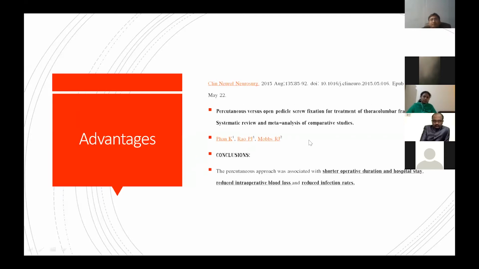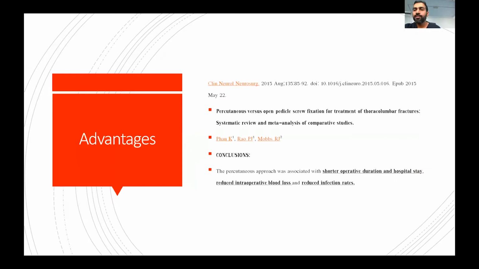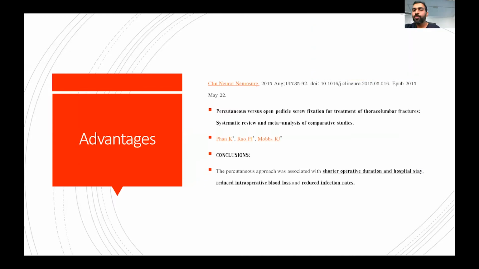The advantages of this were told by a paper which was published in Clinical Journal of Neurosurgery in 2015. And the results of this meta-analysis was that percutaneous approach was associated with a shorter operative duration and hospital stay, and also had reduced intraoperative blood loss as well as the infection rates.